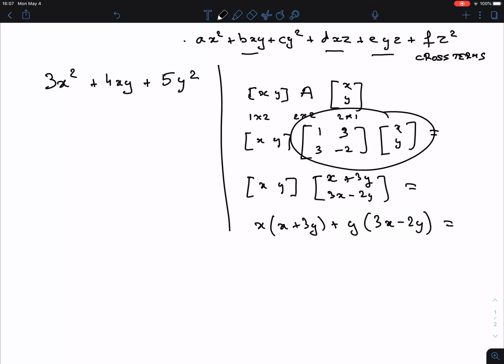Okay, let's expand this, that is x squared plus 3xy plus 3xy minus 2y squared. And you see this is a quadratic form. Perhaps I should put it adding like terms, so we actually get 6xy minus 2y squared. Okay, so let's look a little bit at where these numbers go. This number 1, where did it go? Well, it was this number 1, and it eventually ended up here, so it became the coefficient here.